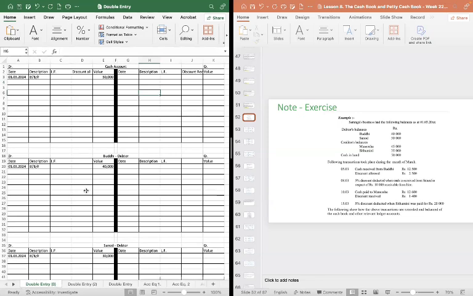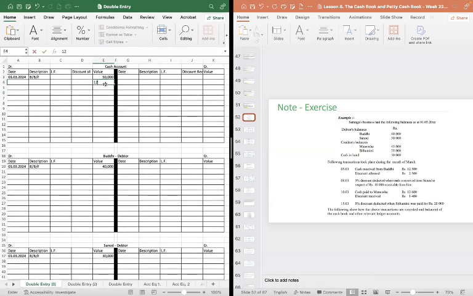Okay. So we'll firstly do the first transaction. Cash received from Buddhi 12,500. Now, when we receive cash from Buddhi, what is happening to the cash book? Firstly, we receive cash. Tell me, guys, speak up. Cash is increasing. So asset increasing, which side? Debit side. Okay. 12,500. It's debiting.